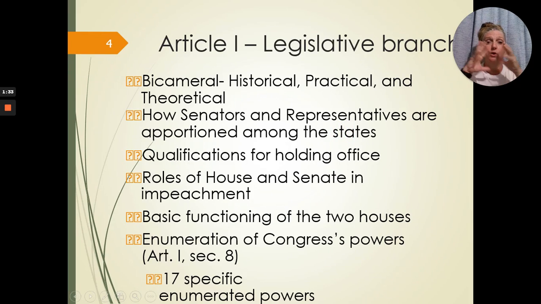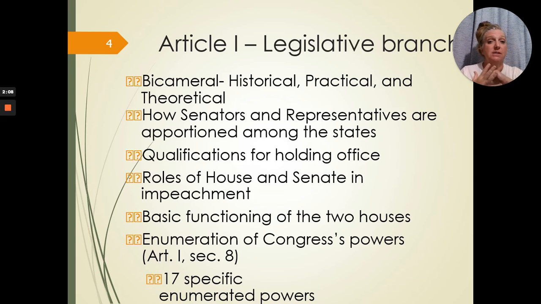Okay, so Article 1. Now, you don't have to write all of this, but you need to get the gist. The legislative branch is bicameral, and there are reasons it's bicameral. There are historical reasons, because Britain had a bicameral legislature; practical, because that solved the issue between the large and small states; and theoretical, because it helped establish checks and balances. It's another way to do separation of powers and checks and balances. But just make sure you remember that it is bicameral, the House and the Senate.